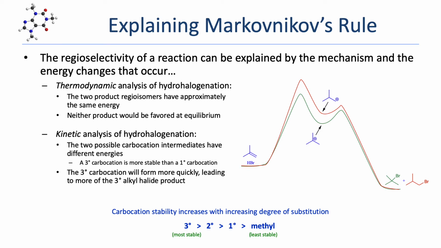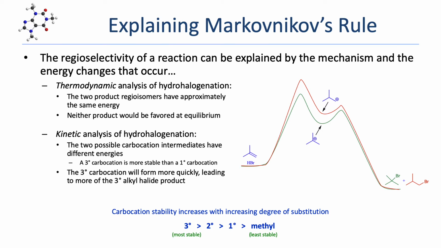Here we have a free energy diagram of that same hydrohalogenation using 2-methylpropene and HBr. Now remember, thermodynamics is the study of reaction equilibria, and it's tied to the energies of the reactants and the products. And that technically means that the mechanism is really irrelevant when looking at thermodynamics. Remember that the more exergonic a reaction is, the more product it will form. And in this case, we have the potential to make two products from the exact same reactants. And as you can see here, the two products actually have roughly the same energy.